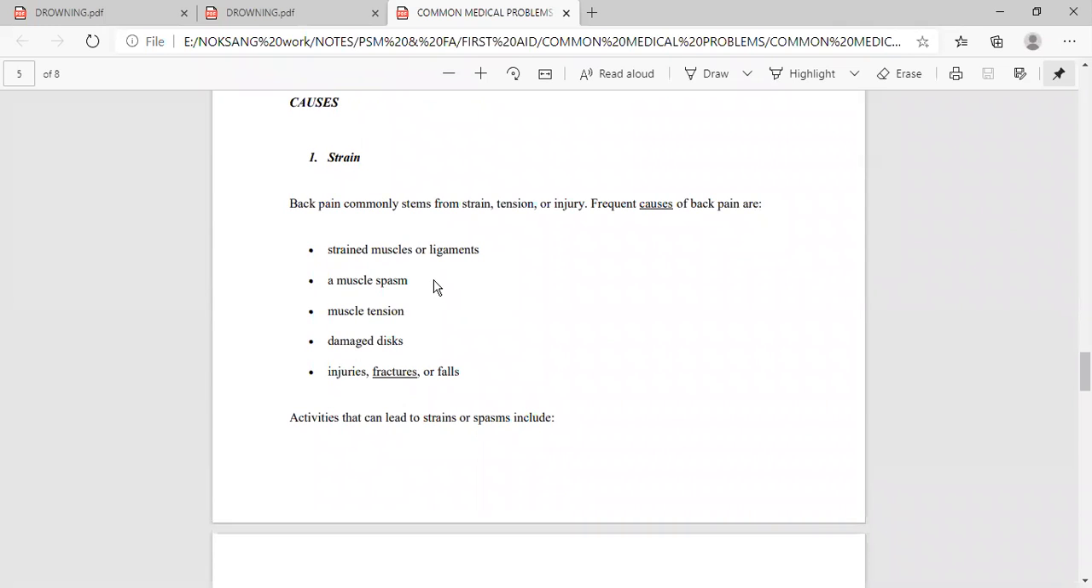Strain or injury, what are the causes? It might be because of strained muscles or ligaments. Whenever there is too much stretching in your body, then also you might have back pain. All those people who go to gym used to have strained muscles in the beginning. Why? Because their muscles used to get stretched. Next is muscle spasm, muscle tension, damaged disc. So all of these things are some of the causes of back pain.